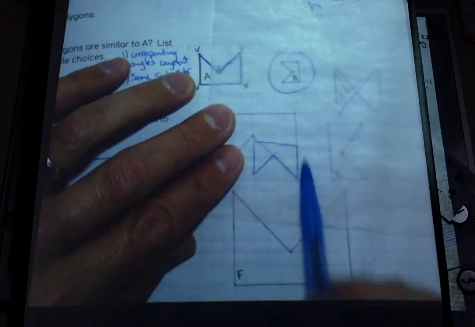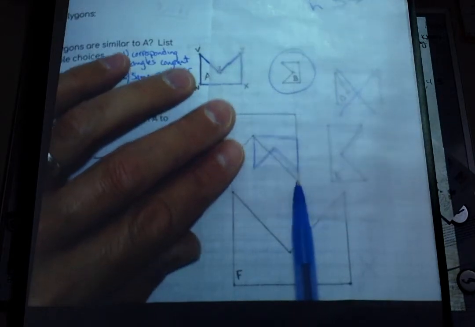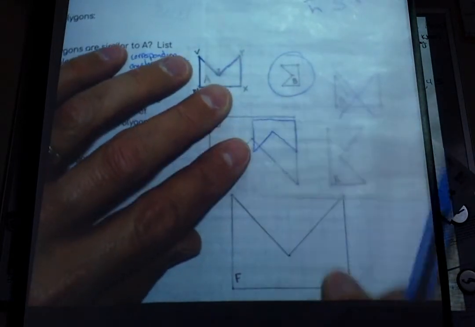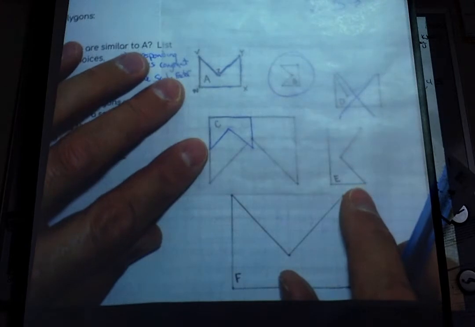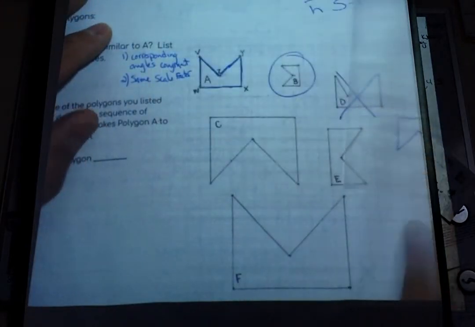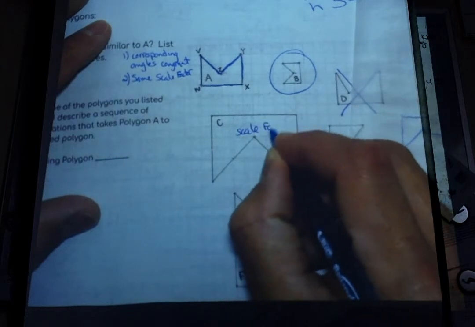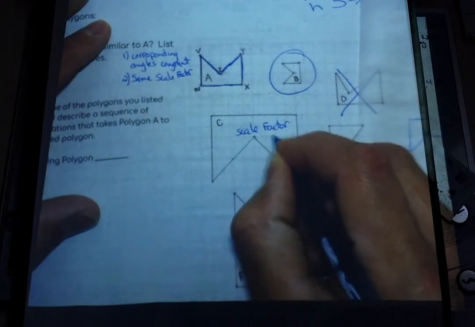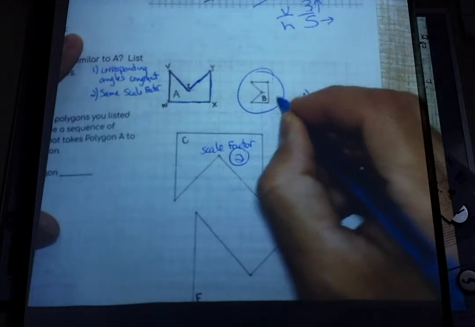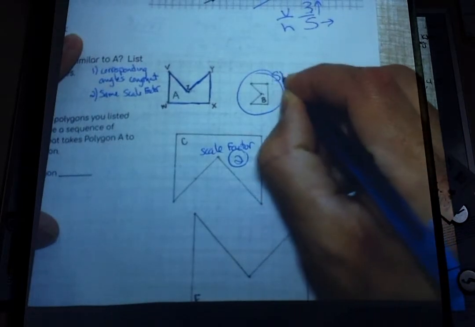And then I want to do the side. 1, 2, that works. And then our top, 1, 2. So they all work. Scale factor 2. It's 2. Up here I put a scale SF equals 1/2.